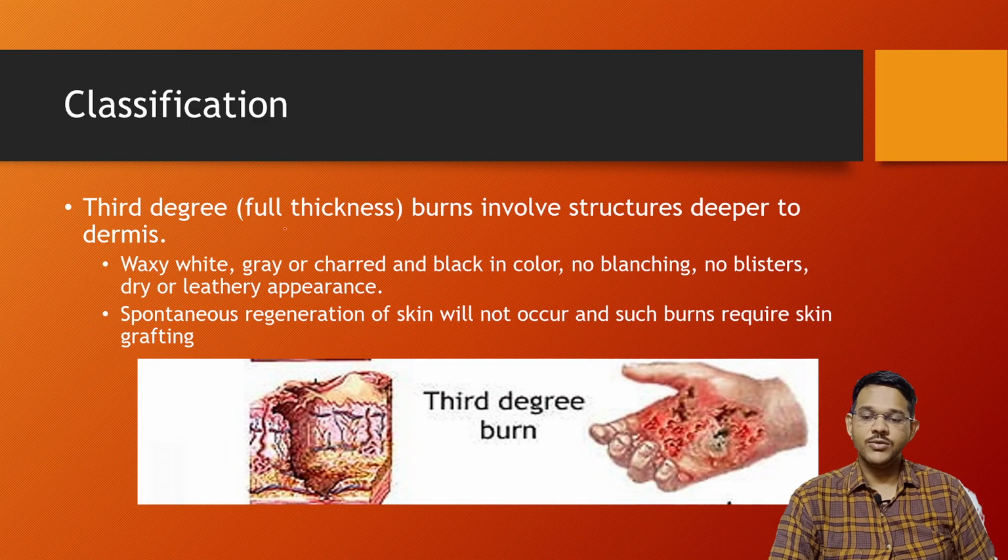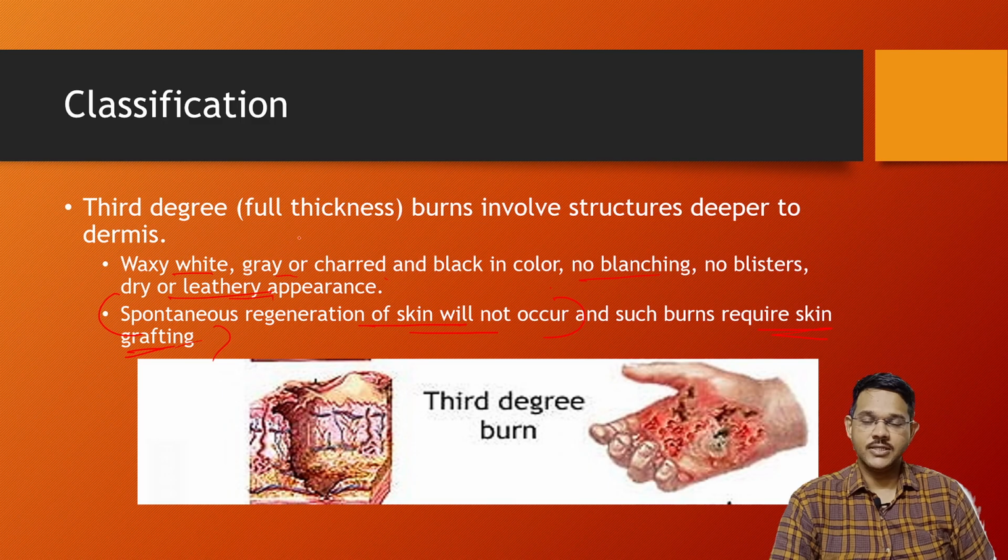3rd degree burns include the full thickness burns, involving the deeper structures, that is the epidermis, dermis, muscle, subcutaneous fascia and bone. They look waxy white, gray, or charred and black in color. There is no blanching and no blister formation. A dry, leathery appearance is seen. Spontaneous regeneration of skin will not occur. It usually requires grafting. So skin grafting is the main treatment in this case, since most of the dermis and muscle layer is already burnt off. So spontaneous healing doesn't occur, and skin grafting is essential in these cases of 3rd degree burns.